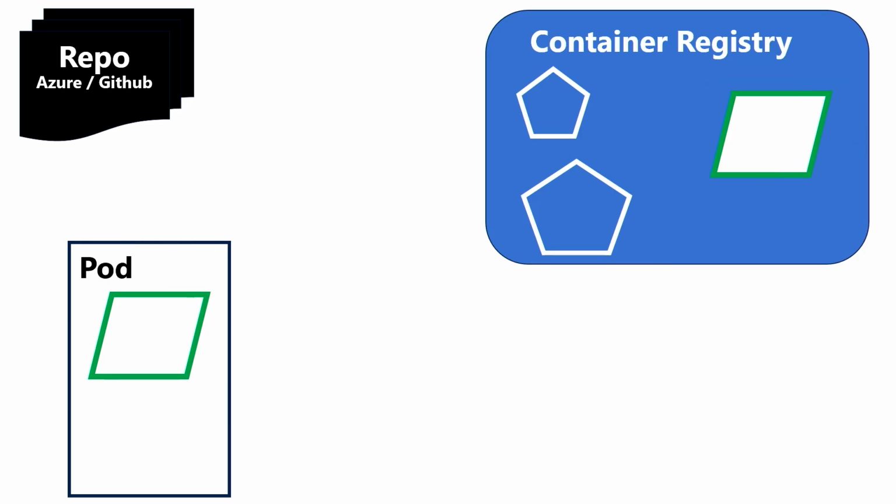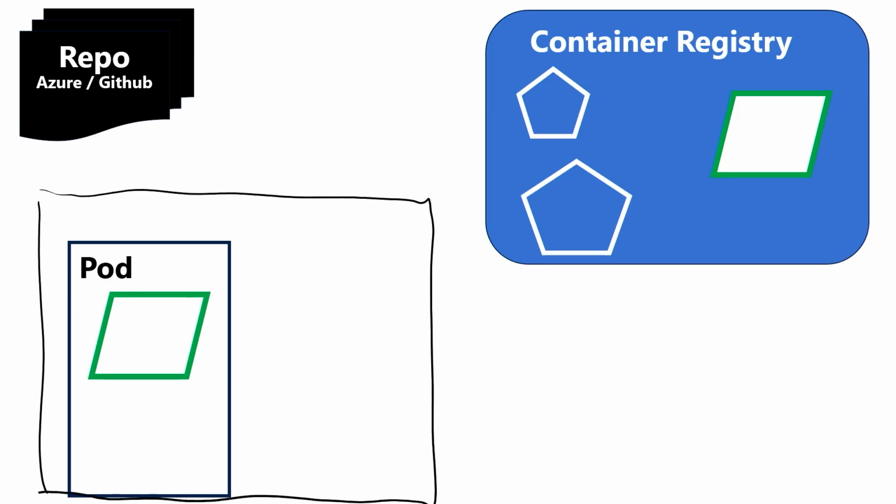Now, a pod exists in the construct of a thing called a node. And a node, for all intents and purposes, is a virtual machine. So this VM might have 24 cores. It might have 128 gigs of RAM. And it may have several terabytes worth of storage.